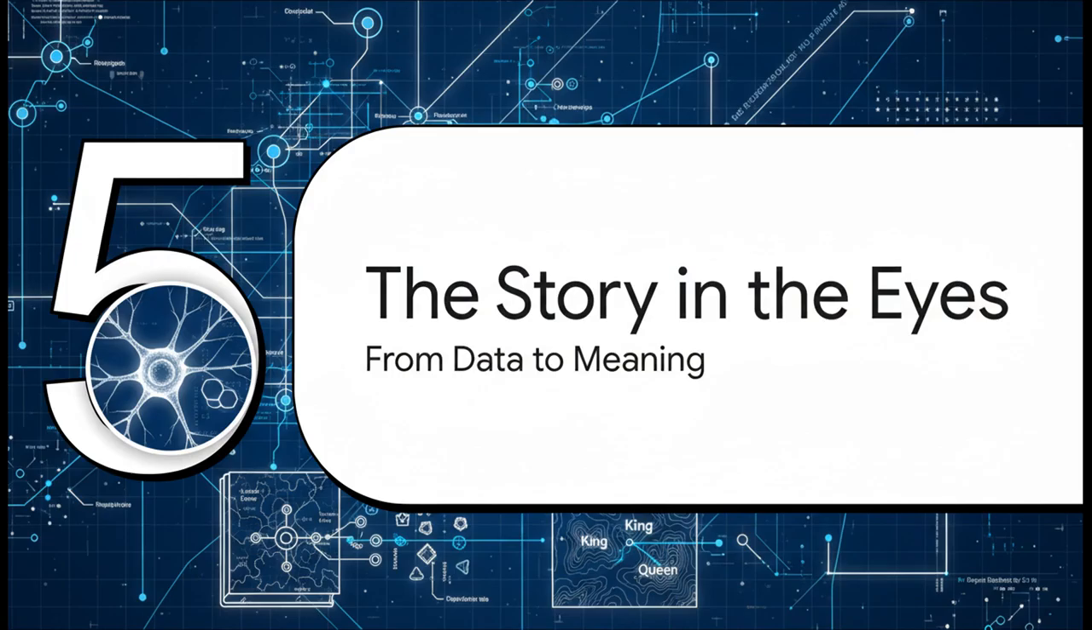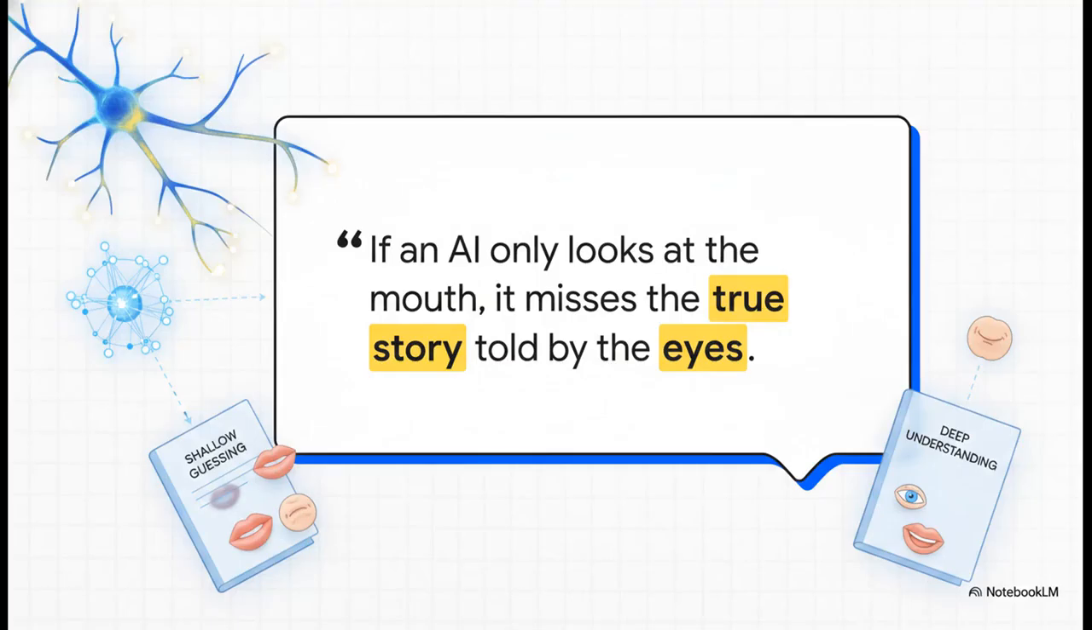Now let's zoom back out and see how this tiny little engine connects back to our grand mission, building a machine that can actually understand the world around it. And this really gets to the so what of everything we've talked about. A machine's perception is only ever as good as the features it learns to look for. Think about it this way. If an AI is only trained to look at the shape of a mouth to see if someone is smiling, it's going to be fooled all the time. It won't know the difference between a real, genuine smile and a fake, polite one. Why? Because it's missing the most important clues. It's missing the true story being told by the eyes. The real difference between a shallow guess and deep understanding is all about teaching our apprentice what features really matter.